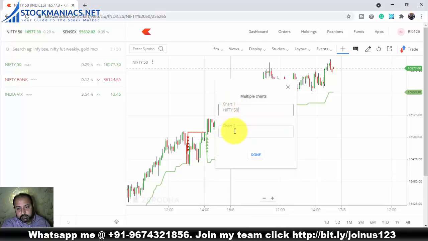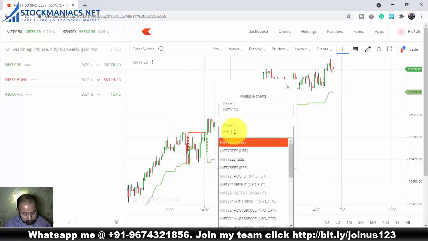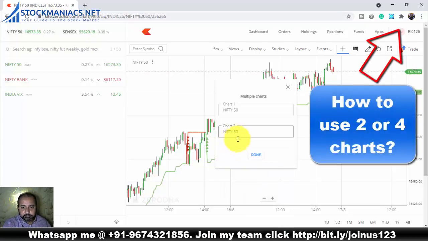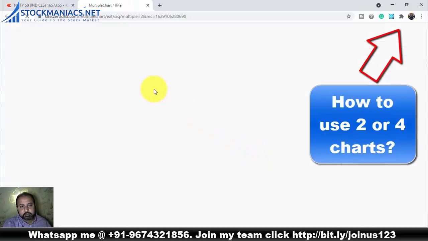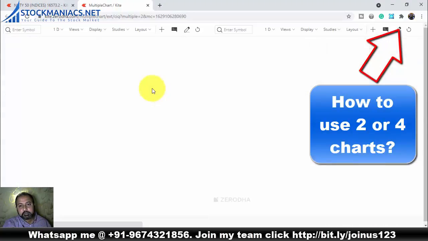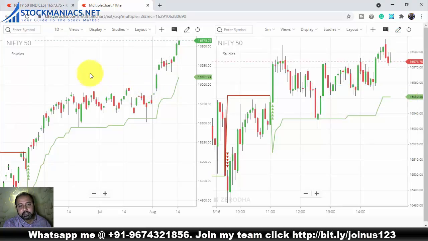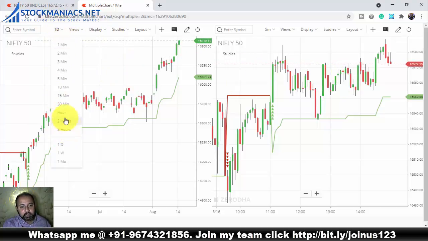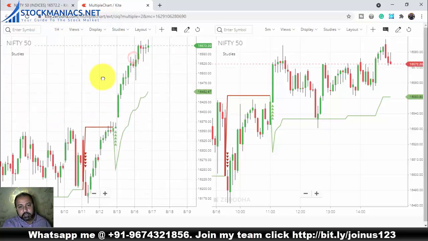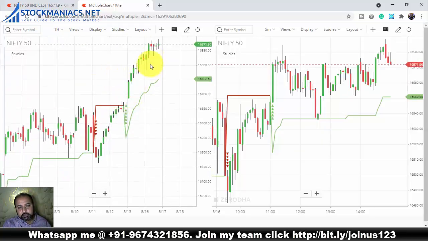So here Nifty 50 indices, the chart one, and second one is also Nifty 50 indices. Now the second chart you can select other symbols if you want to watch more than one symbol in the charts. So I am currently selecting only Nifty 50 and I am clicking on done. So the multiple charts are opening. You can see one chart is 1 day chart and other chart is 5 minutes time frame chart. And let me go to the hourly chart.